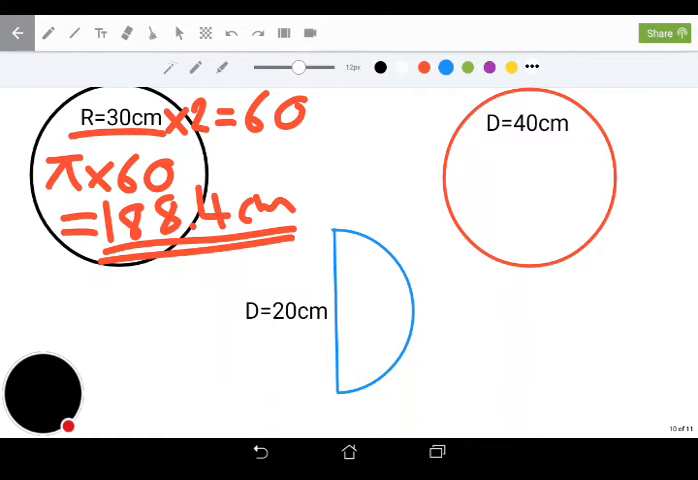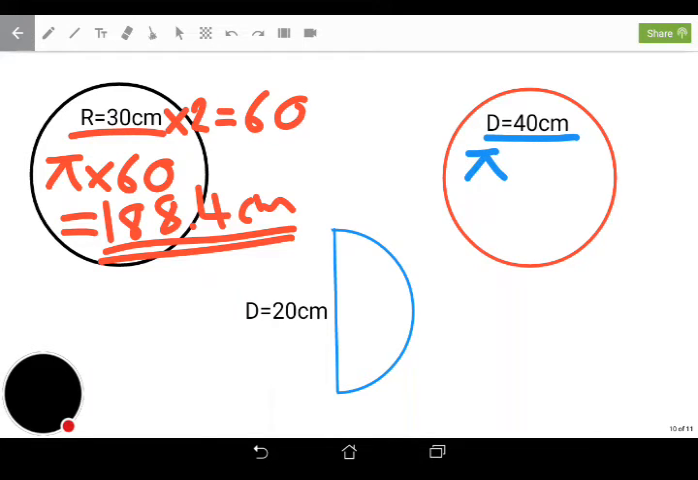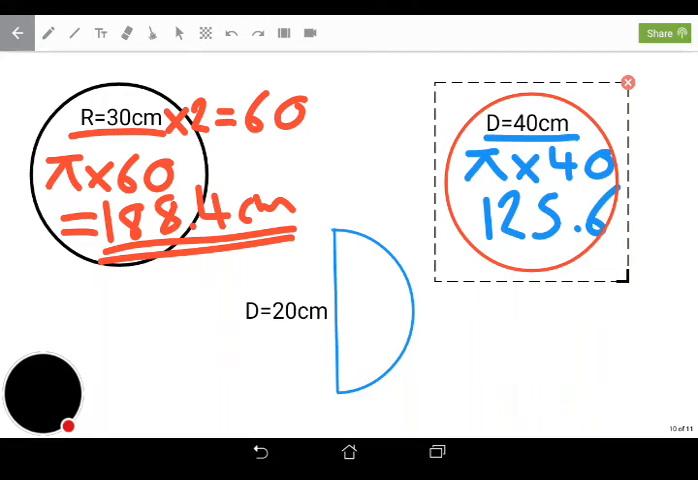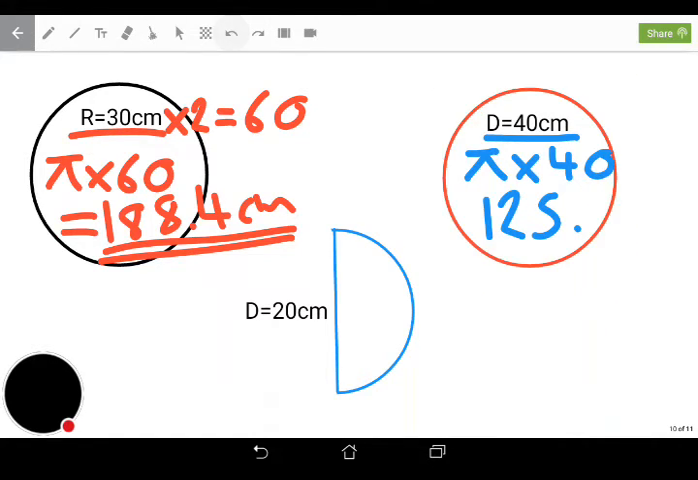This one here, in the top corner, I've been given the diameter, so I can just straight up times it. So pi times by 40, which gives me 125.6. Sorry, a bit of pen colour issues tonight. 125.6 centimeters. This one down the bottom, I've been given the diameter, which is great because that's what I need.